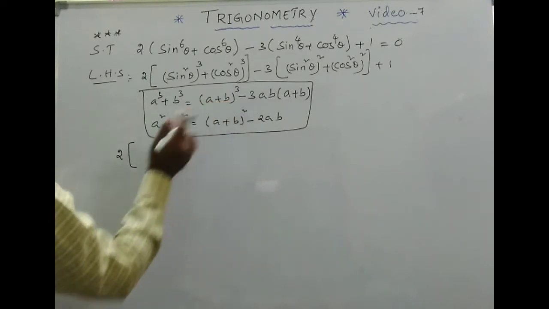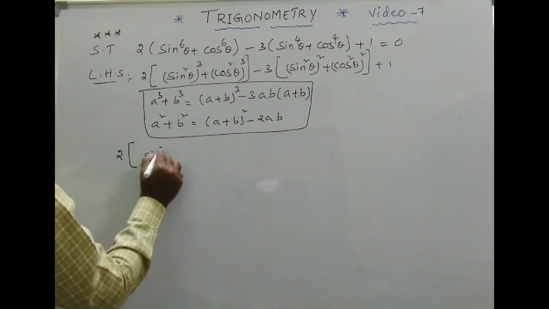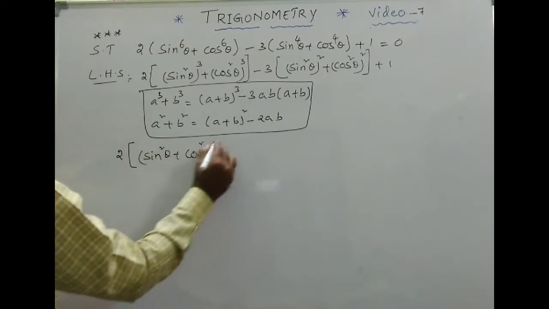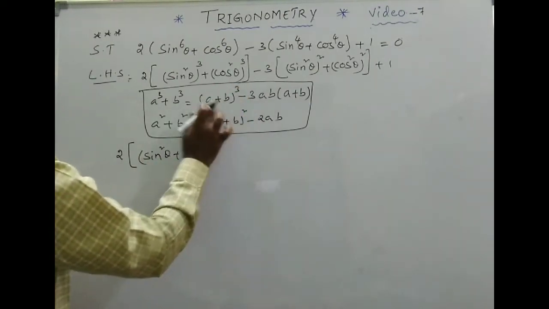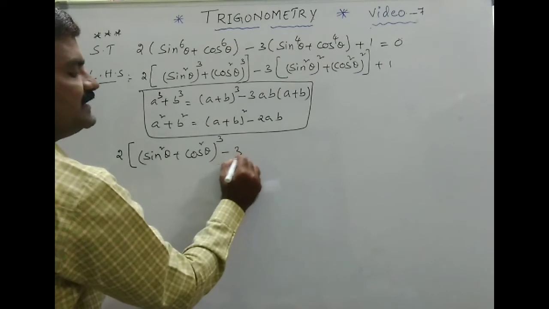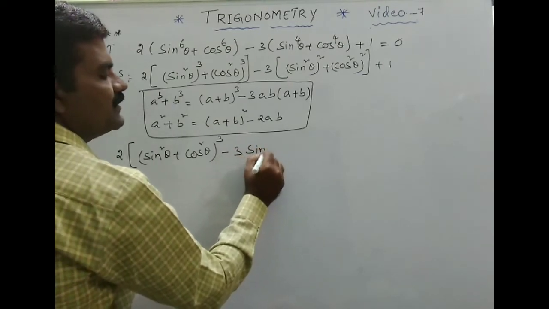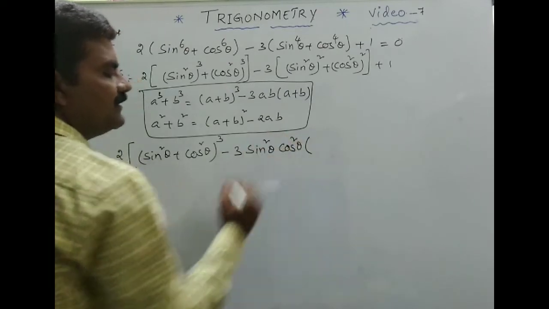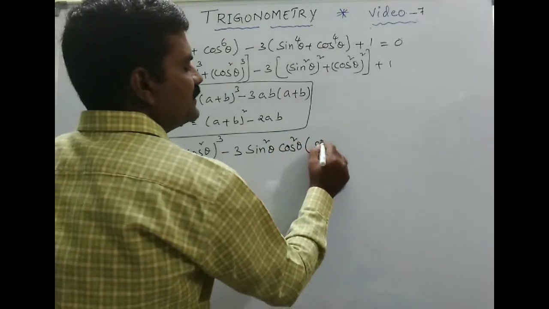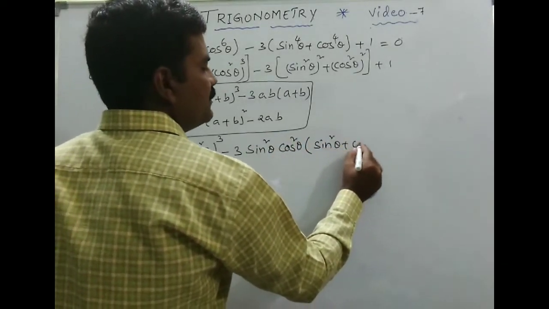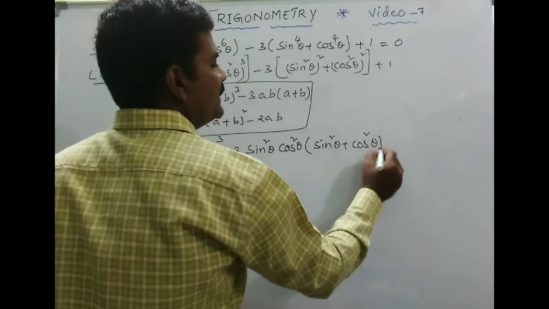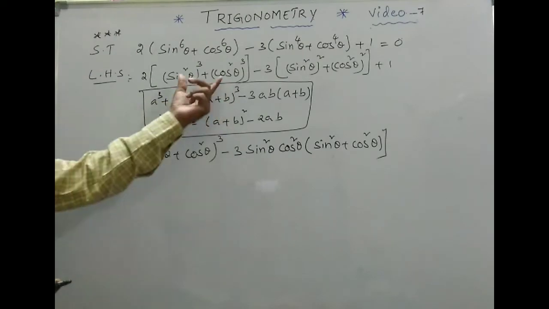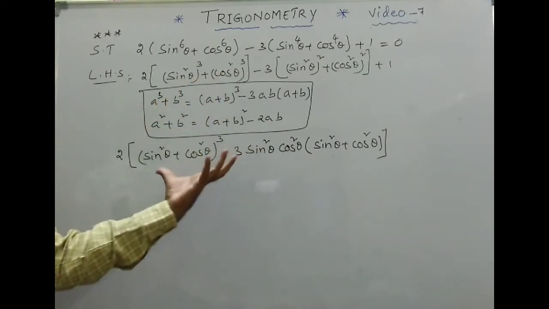Now first write a plus b. That is sine square theta plus cos square theta entirely whole cube. Fine. I mean a plus b whole cube, minus 3 into ab. A is sine square theta, b is cos square theta, into a plus b, that is sine square theta plus cos square theta. So close the bracket. So first one we expanded. A cube plus b cube is expanded.